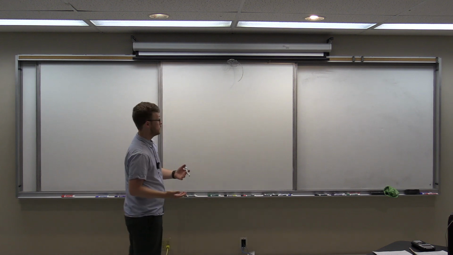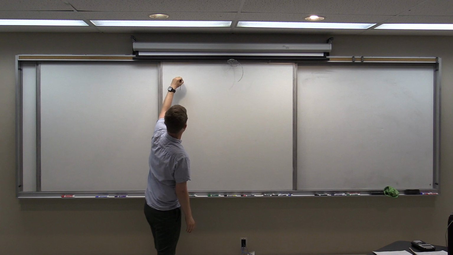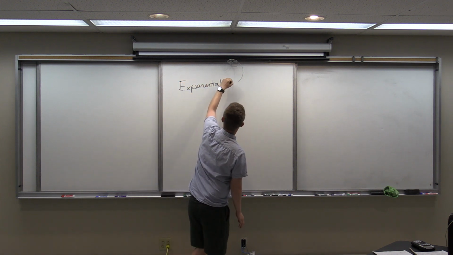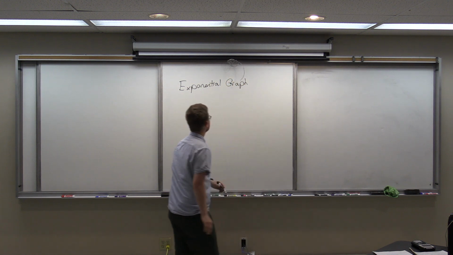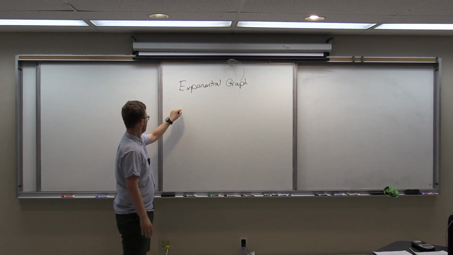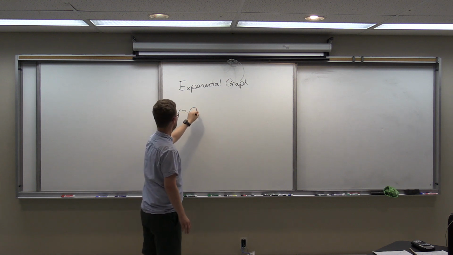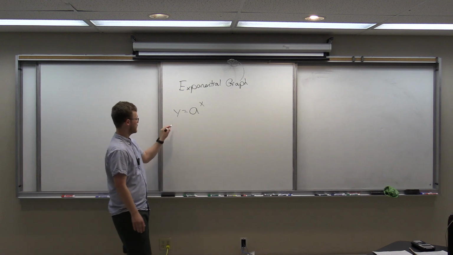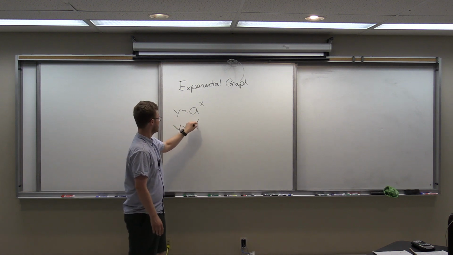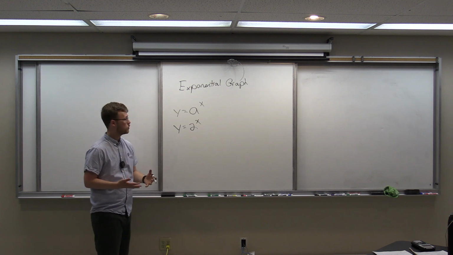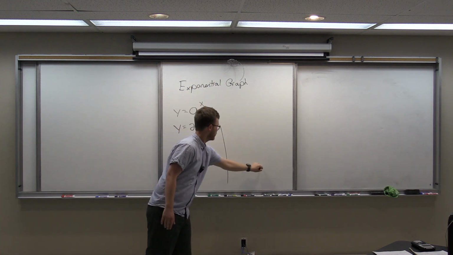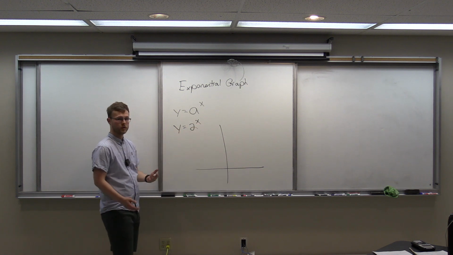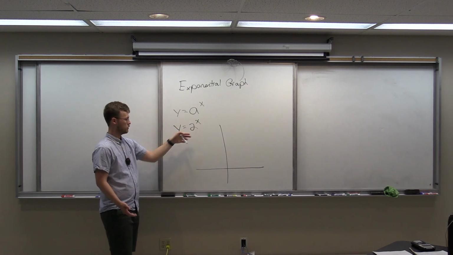Our final type of graph that you may be familiar with is an exponential graph. So these are graphs that take the form y is equal to a raised to the power of x, where a is a real number. So you may have seen y is equal to 2 to the x. And you may have learned in a previous course how to graph that. You can get a bit of an understanding just by plotting a couple points. If I plug in x is equal to 0, I would get y is equal to 1.